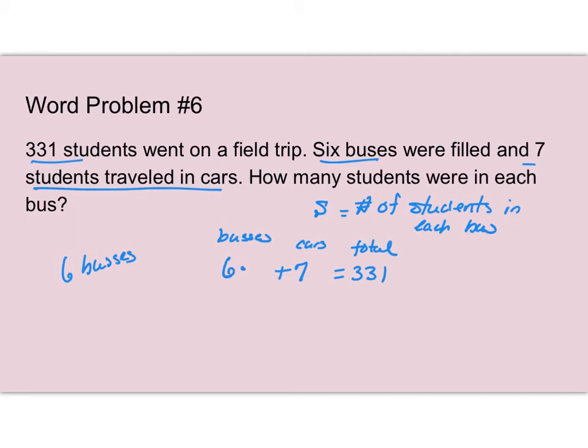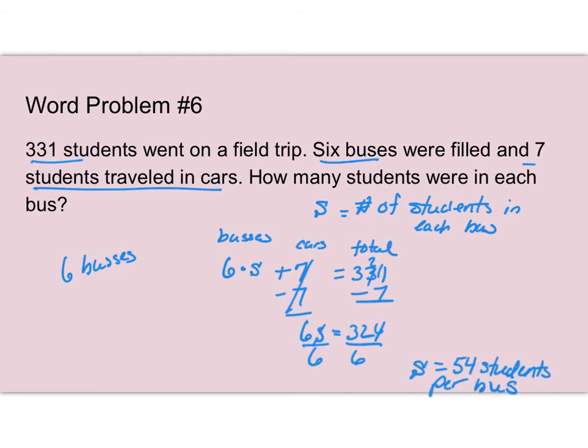So if we take 6 times the number of students on each bus, that'll give us the total of students that went on buses. Now I can solve my two-step equation. So once I solve my two-step equation, I get the number of students per bus is 54.